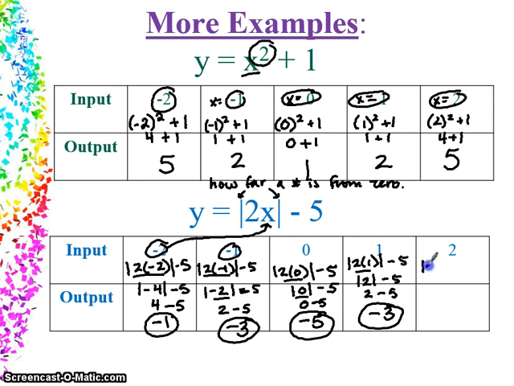And last one, the absolute value of 2 times 2 minus 5. 2 times 2 is 4. So we have the absolute value of 4 minus 5. How far away from 0 is 4? 4. And 4 minus 5 makes negative 1.